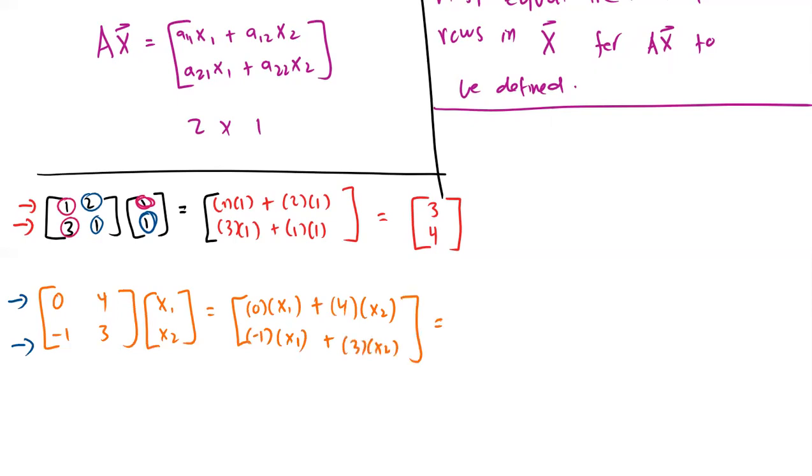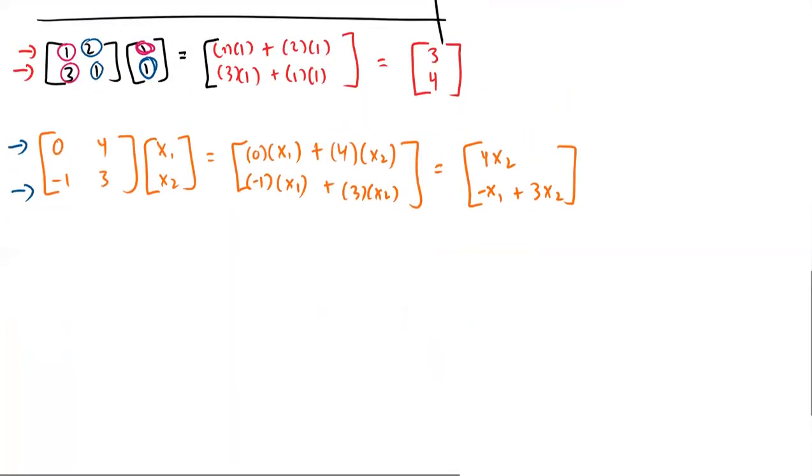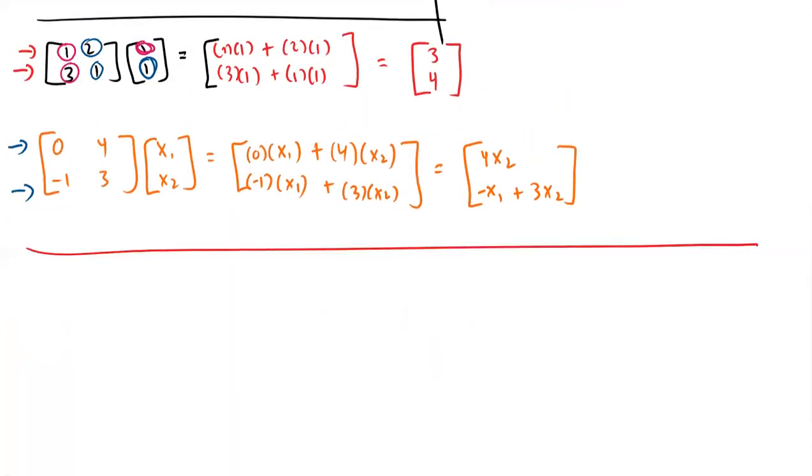So this is the best way to think of it. You don't have to memorize the formula I gave you above. You just have to memorize, okay, I do it row by row. So when we simplify this, we get 4x2 and then negative x1 plus 3x2. And again, we get a 2 by 1 matrix. So these are the two operations that we need to be comfortable with: adding matrices and multiplying a matrix and a vector. And then, of course, the final thing is the determinant of a matrix.